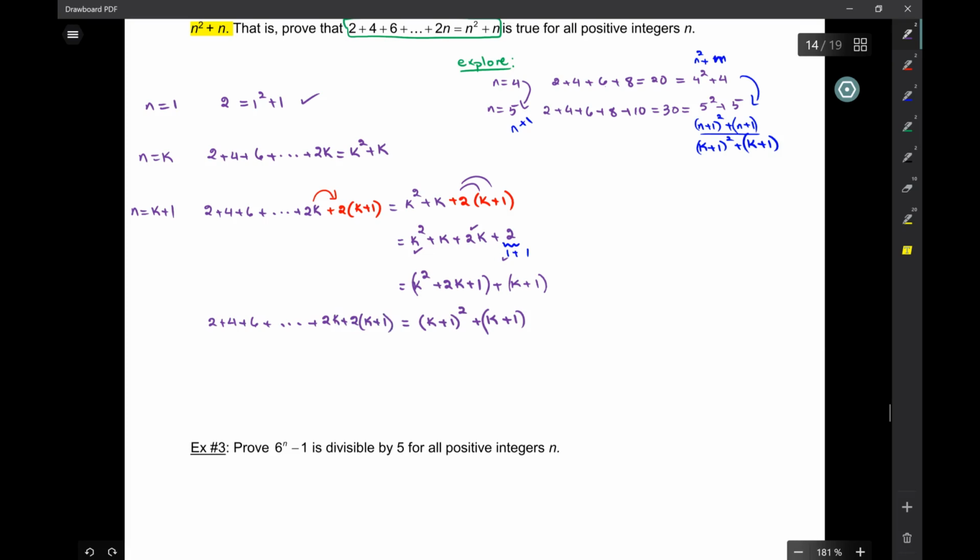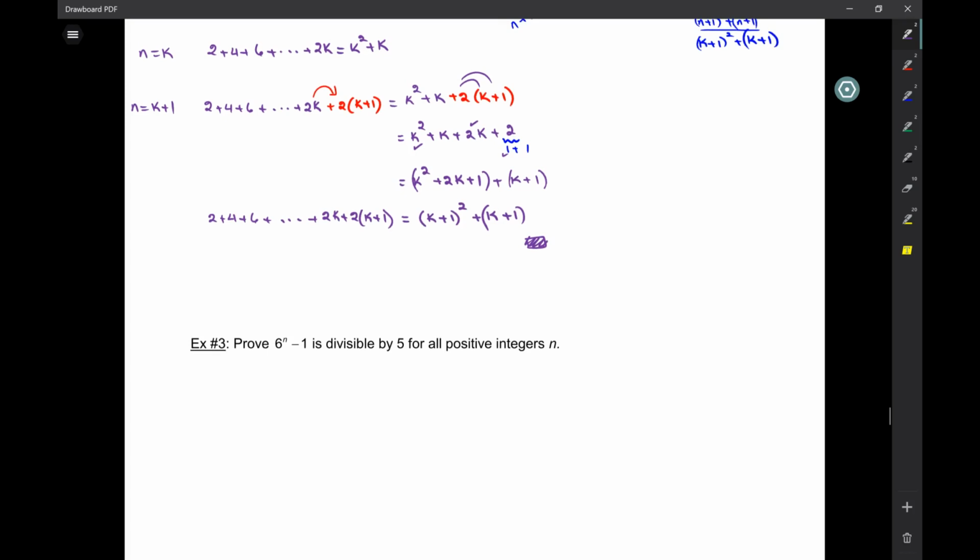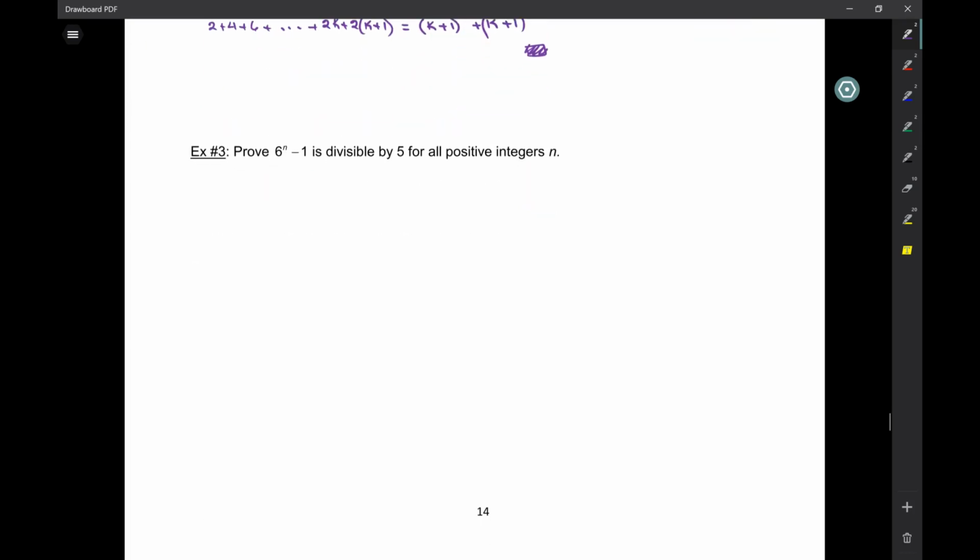And there we have it. Done with our proof. Okay? So do you see that? It didn't come out like we had on its own. We had to do a little bit of maneuvering, but it was nothing illegal. Okay? All right, let's do one more.